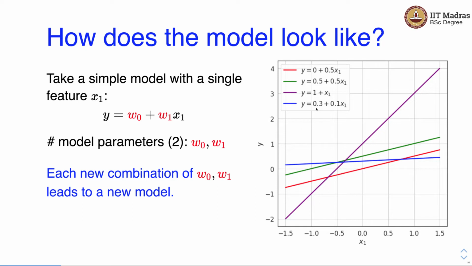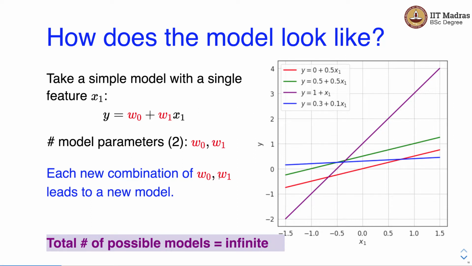So how many such models are possible? Remember, because w0 and w1 are real numbers, we can try an infinite number of real numbers as possible values of w0 and w1. So this leads to literally infinite combinations. The total number of possible models is infinite, and our job is to find the model that fits our training data well, and that's what we are trying to do in the training procedure.